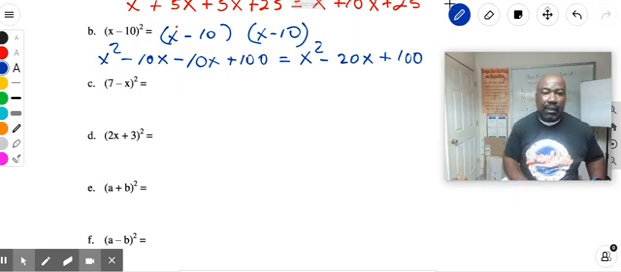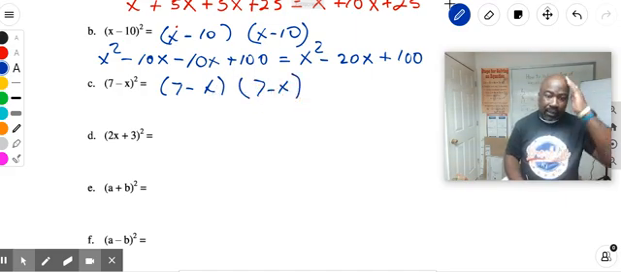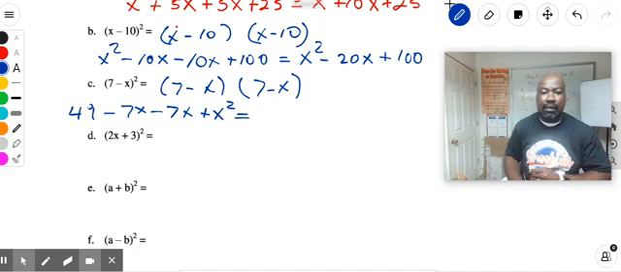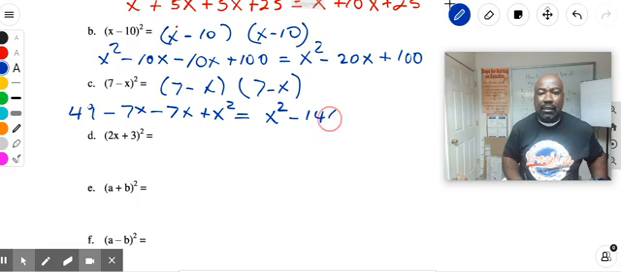This right here, we just have 7 minus x, 7 minus x right here, and we expand it out. We have 49, and then we'll have negative 7x, negative 7x, and the last one is just positive x squared. I'm just going to change the order, keeping the standard form. So we have x squared, the middle is negative 14x, and the last, the c, is just 49.